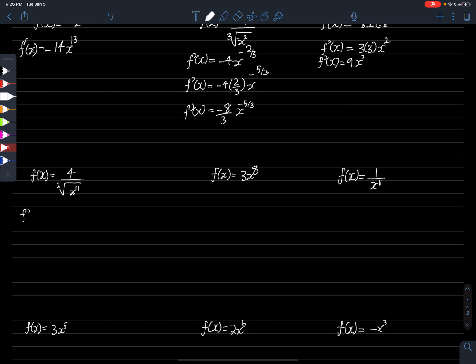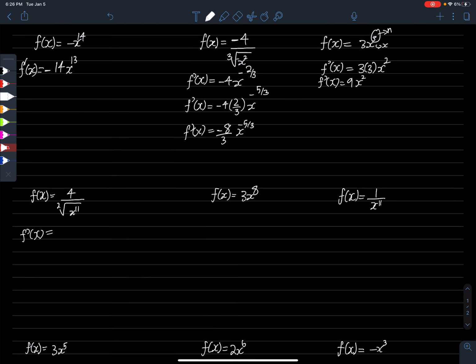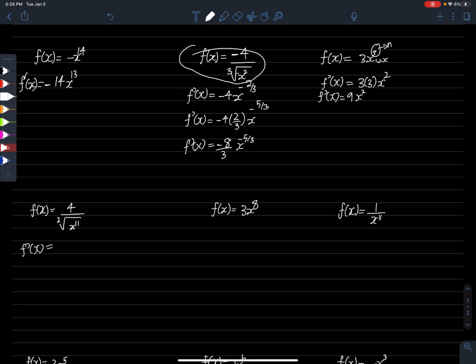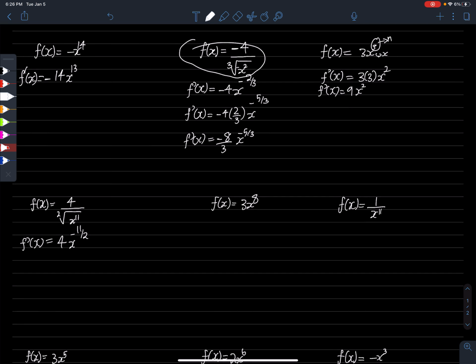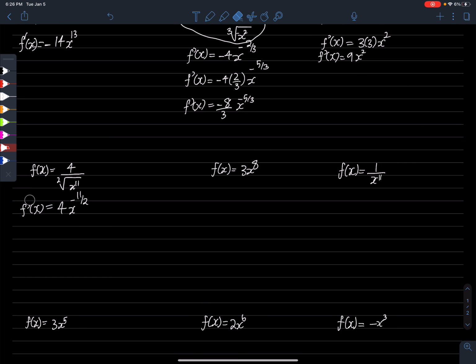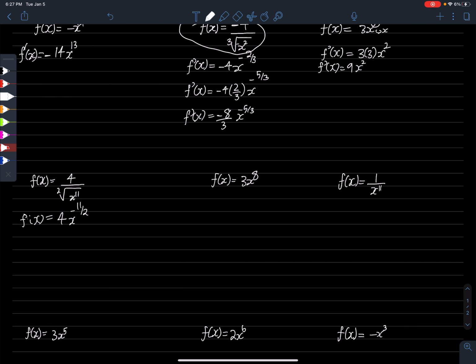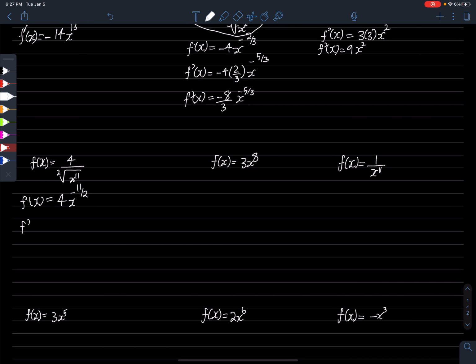Okay, f prime of x for this one. Again, same trick as this one. Same trick as this one. You just bring the exponent on top. So you got 4 times x to the negative 11 over 2. My bad, this is not the derivative of it. So this is just f of x being rewritten, right? So now you have f prime of x. So you're going to have 4 times negative 11 over 2. This cancels out. This becomes 2. Let me do it somewhere else so it's easier to see.